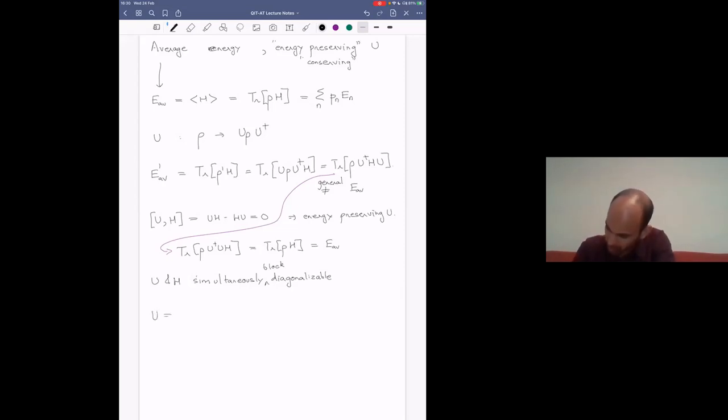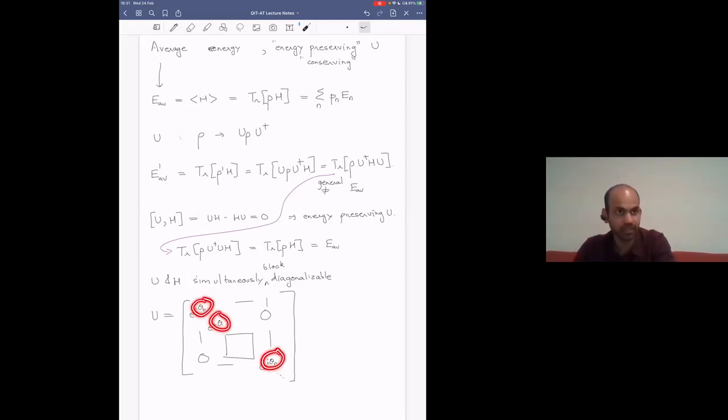Effectively, what this means is that U is always of this form. In places where the energy eigenvalue is unique, it's just going to be of that form, but then at some point it can be more complicated. So let's write it like this. And then there are just zeros here and zeros here. So for all of the cases in which there's an energy eigenvalue that is alone, so E0, E1, EN, they're all different, the only thing that the unitary can do is just add a phase.